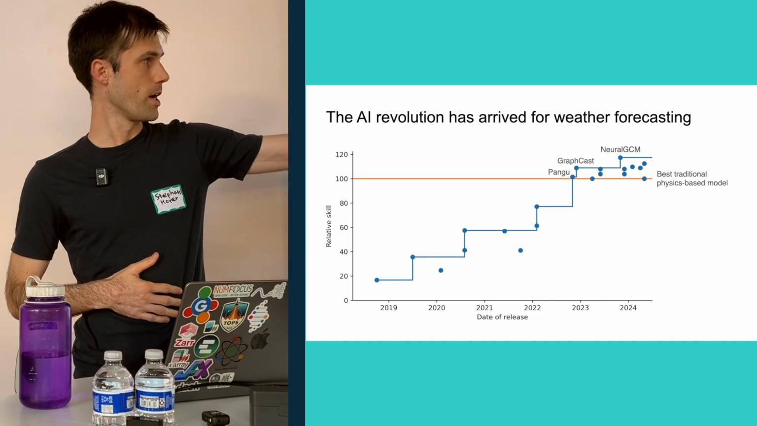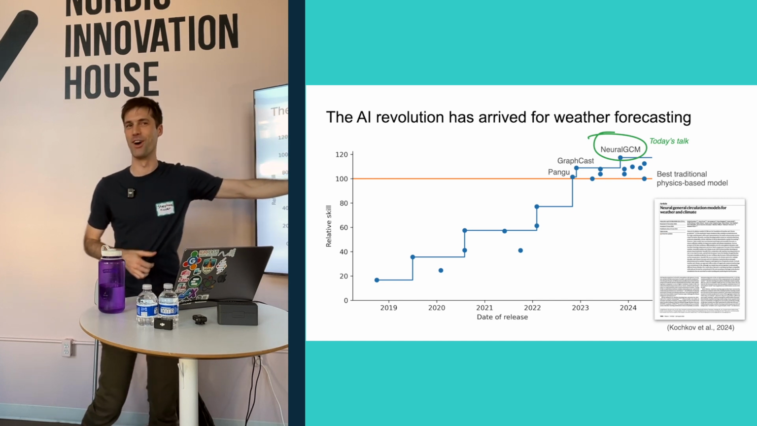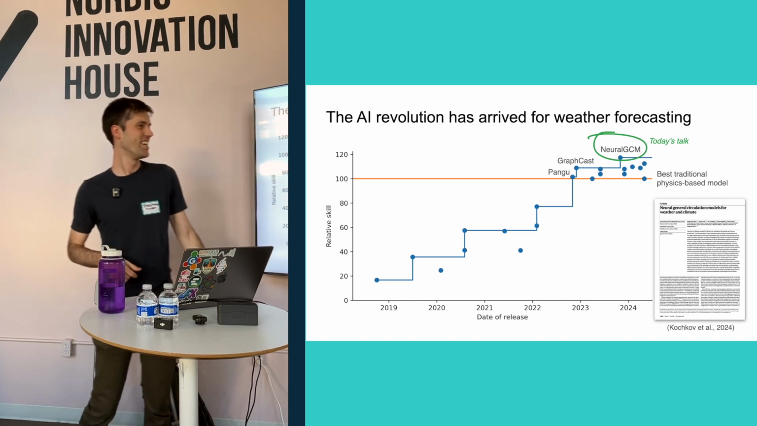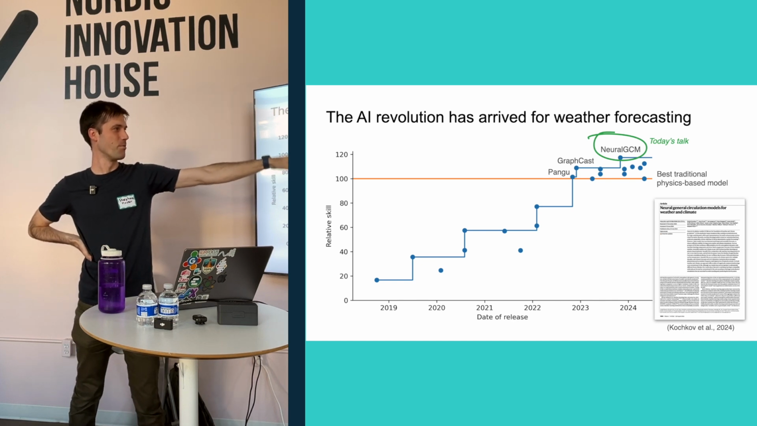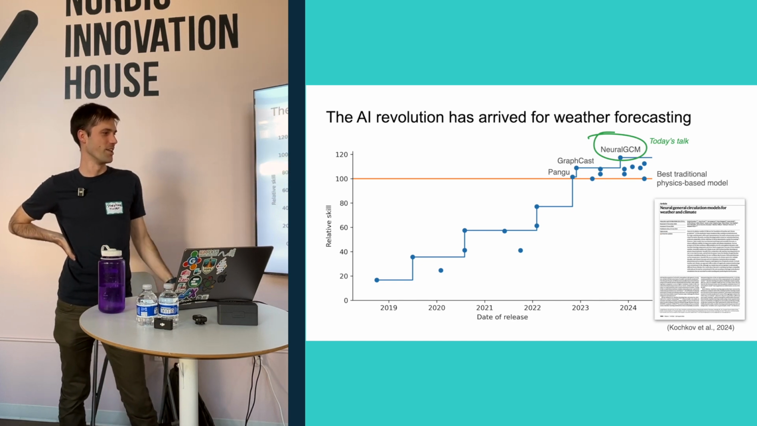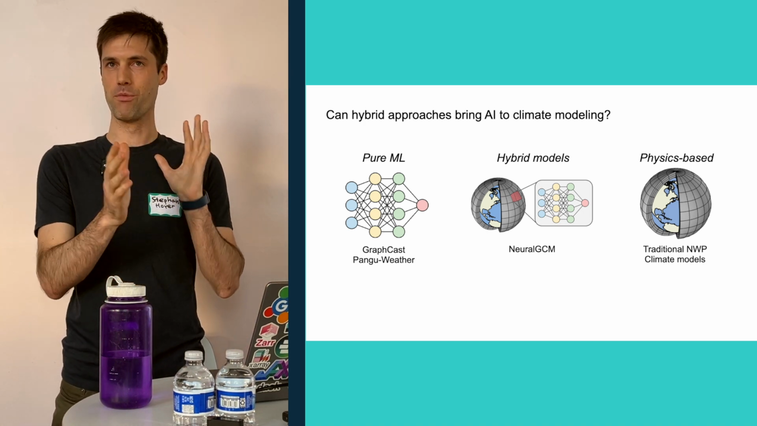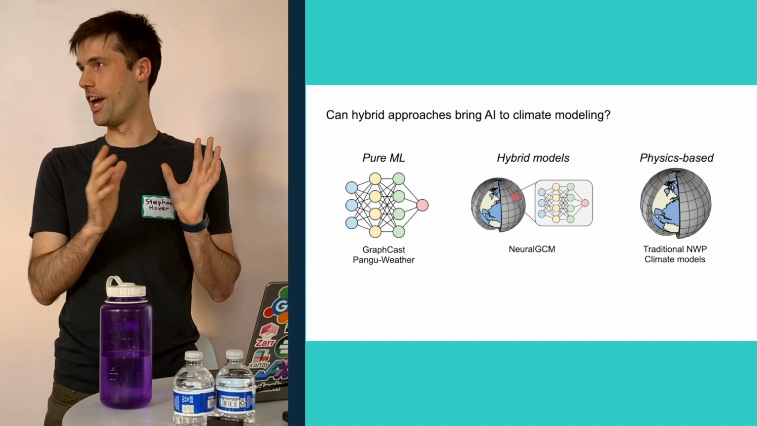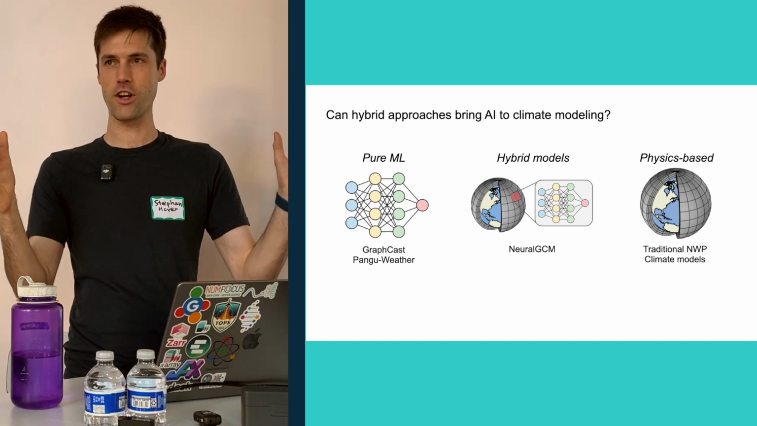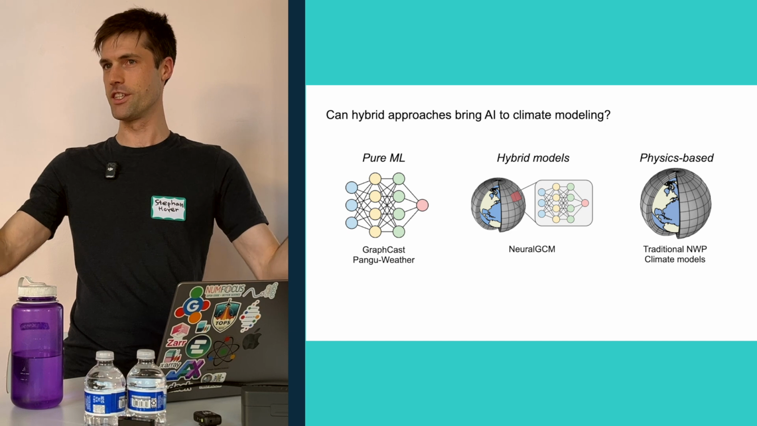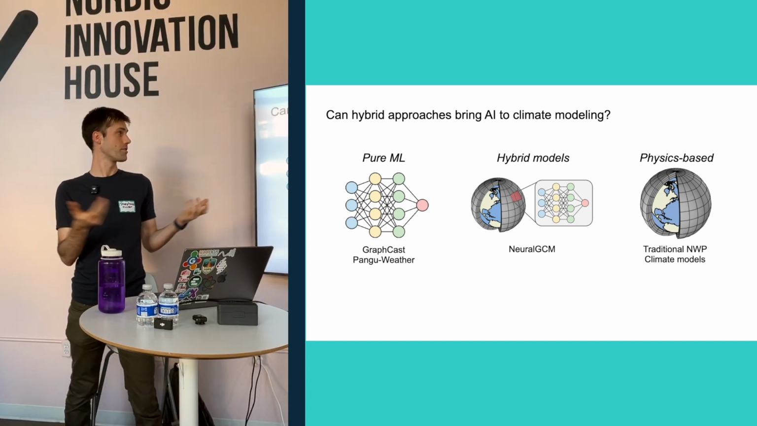Today I'm going to be telling you about NeuralGCM, which is by some metrics the world's best weather forecasting model, and which we published recently in a paper that came out in Nature a few months ago. NeuralGCM is a little different from most of these other AI weather forecasting models, in that NeuralGCM is actually a blending together of AI and physics. So it's an in-between approach. We call this a hybrid model.